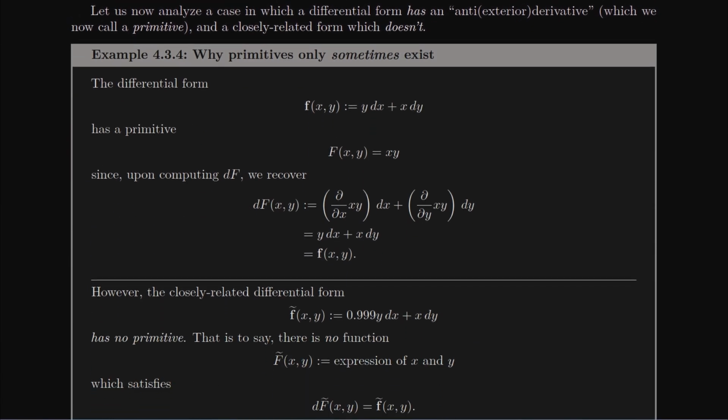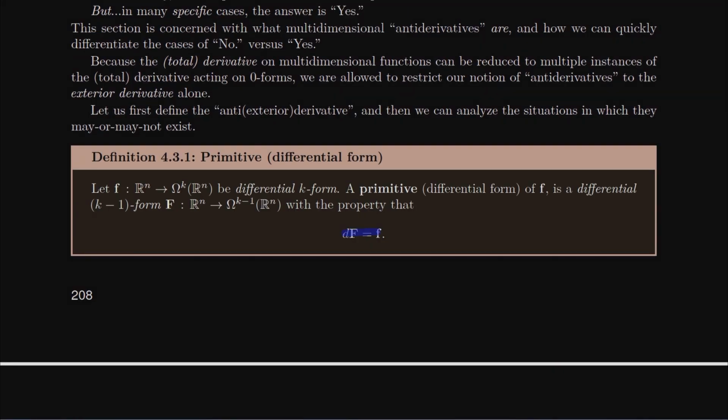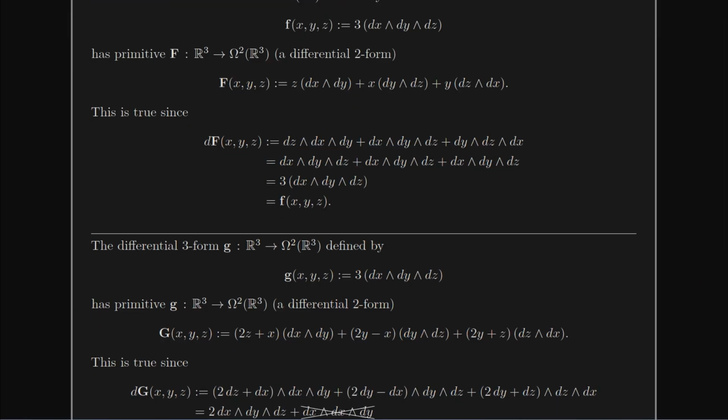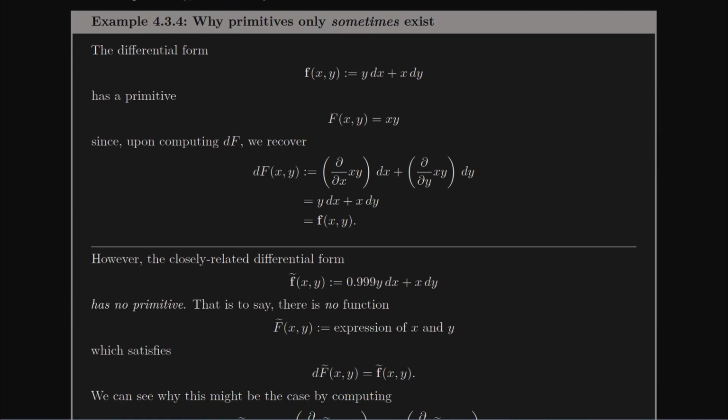We're also going to analyze a case in which a differential form doesn't have a primitive, because if we go back to the beginning, what did I claim? Primitives can exist. This property can be true, but it certainly doesn't have to be true. I said the comprehensive answer to multidimensional antiderivatives is no, they don't exist. So let's look at a case where primitives maybe cannot exist. And actually, I'm going to give a case where a primitive does exist, but also one where a primitive doesn't.